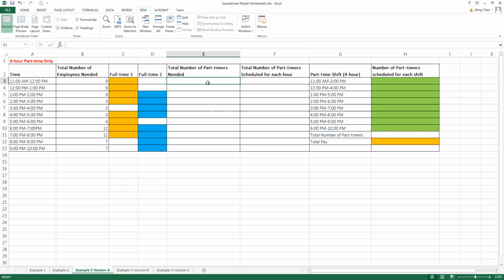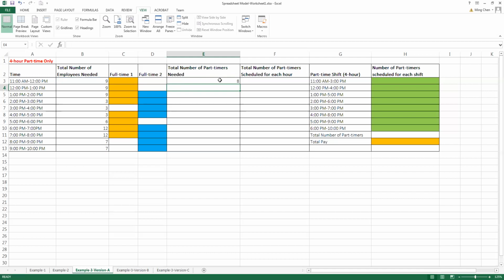First thing I need to do is calculate how many part-time employees I need in each hour. So look at the first one. From 11 to 12, I need 9 people. But I have 1 full-time employee available. So B3 minus 1 shows how many part-time employees I need to hire. I have 9 needed, and I have 1 full-time employee available here. That's why I only need 8 part-time employees.